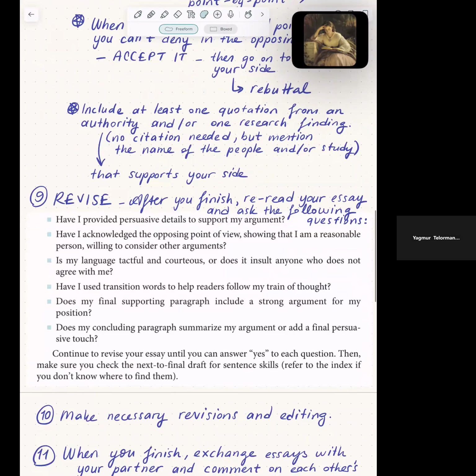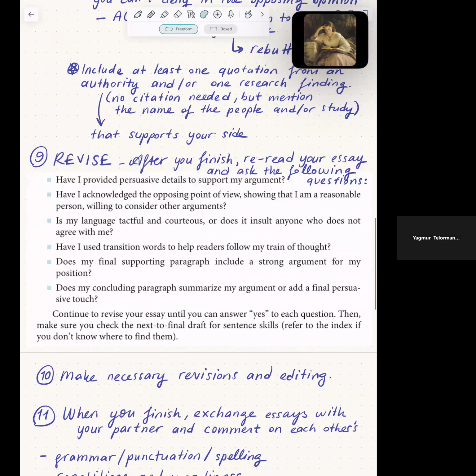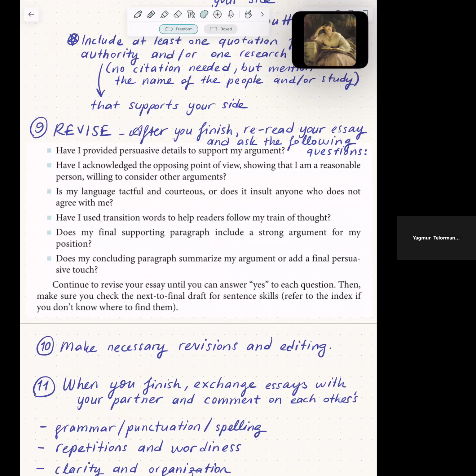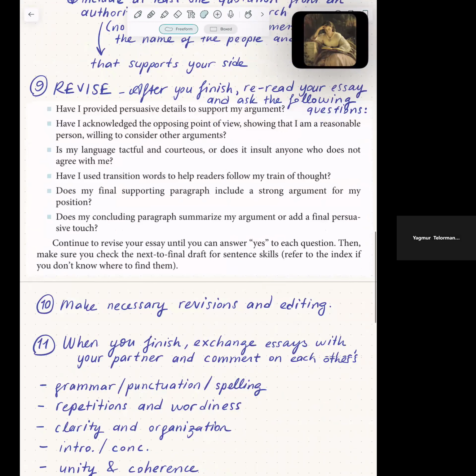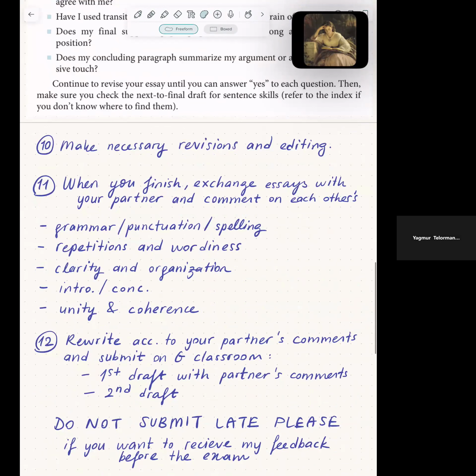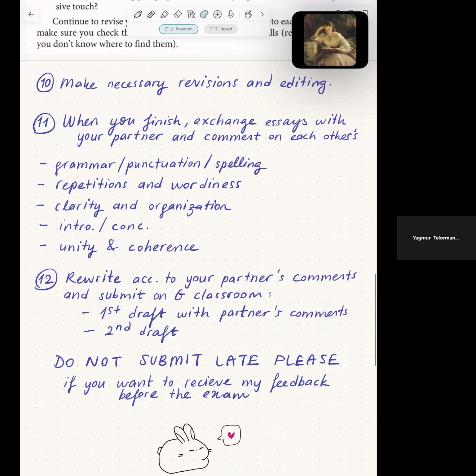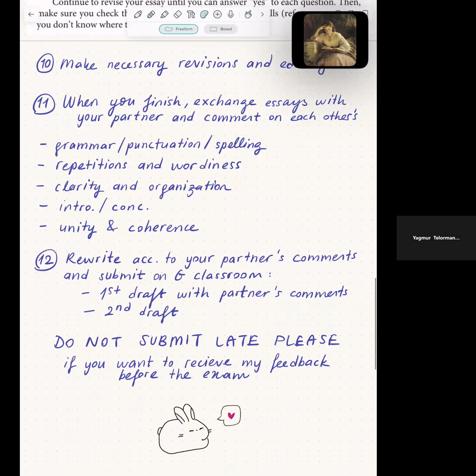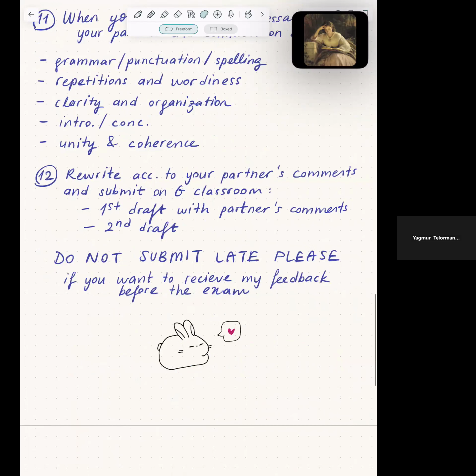Step 9, revise. After you finish, reread your essay and ask the following questions. Step 10, make necessary revisions and editing. 11, when you finish, exchange essays with your partner and comment on each other's, you know what you should comment on. And last step, rewrite according to your partner's comments and submit it on Google Classroom.